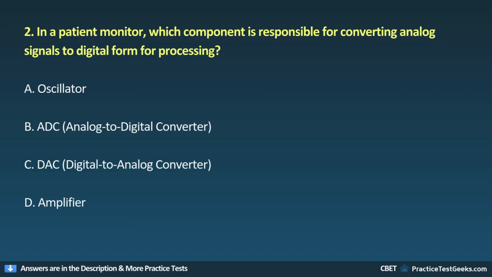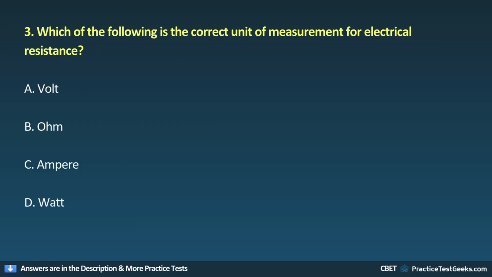2. In a patient monitor, which component is responsible for converting analog signals to digital form for processing? A. Oscillator. B. ADC, analog to digital converter. C. DAC, digital to analog converter. D. Amplifier.